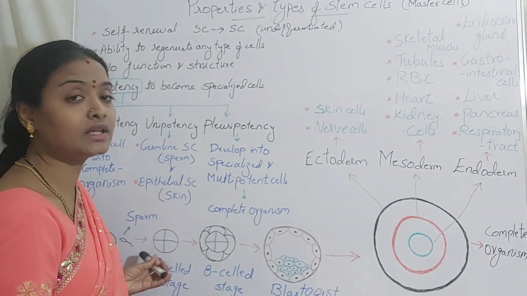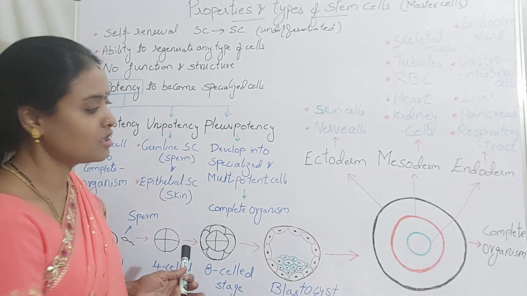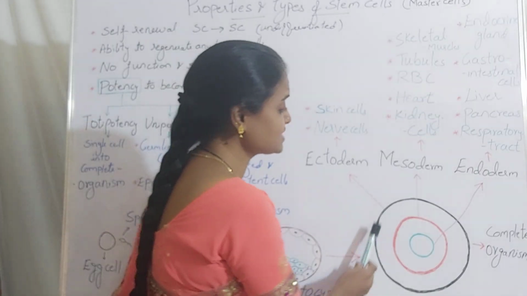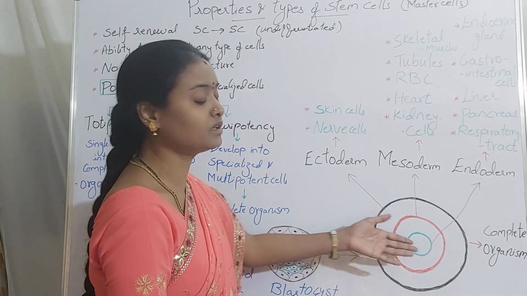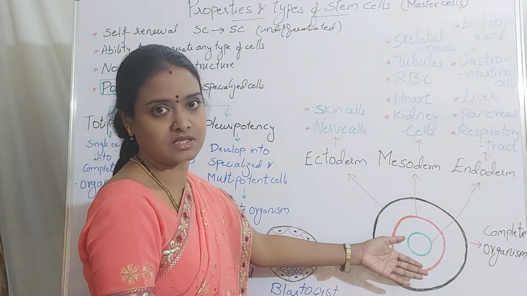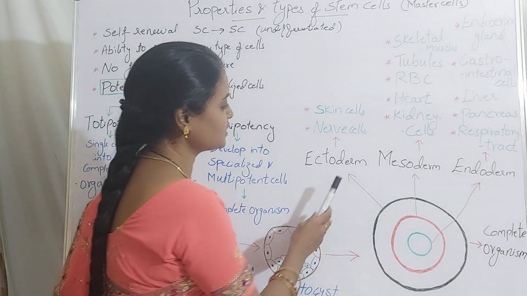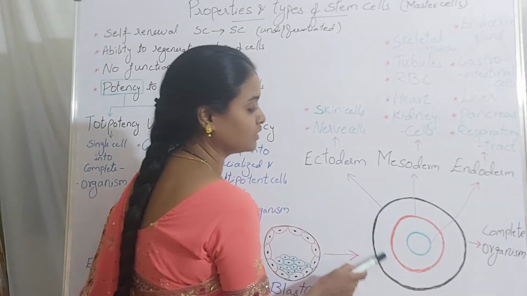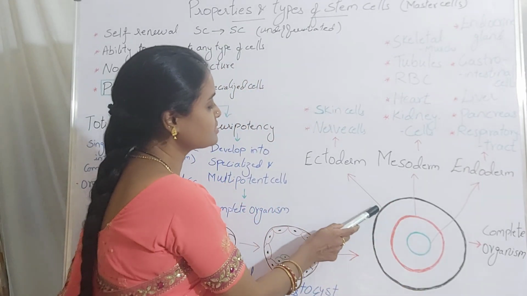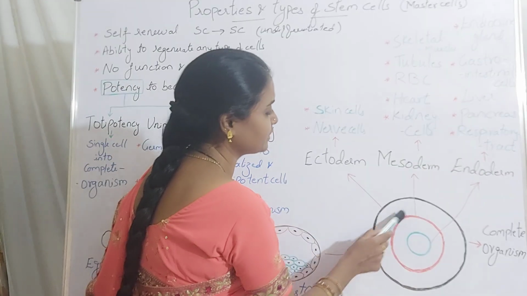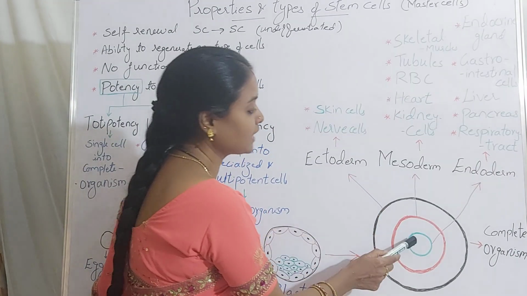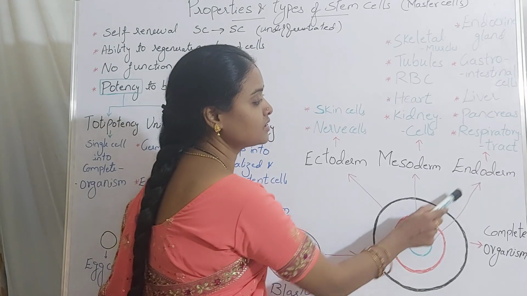Here you can call them totipotent cells, whereas here the cells have differentiated into 3 different types of precursor cells, right? The first one, the outermost layer of cells, is referred to as the ectoderm cells. The middle layer is the mesoderm and the innermost layer is the endoderm.